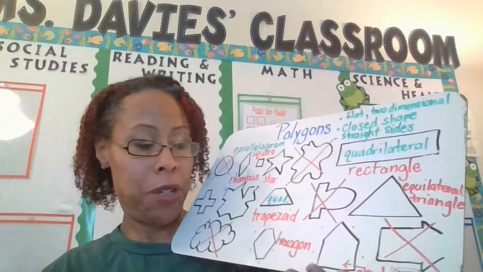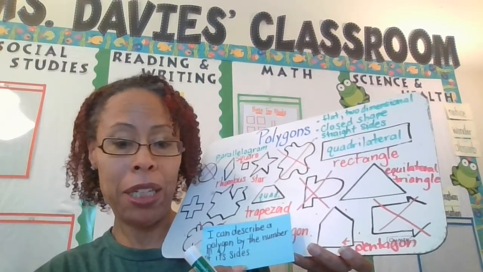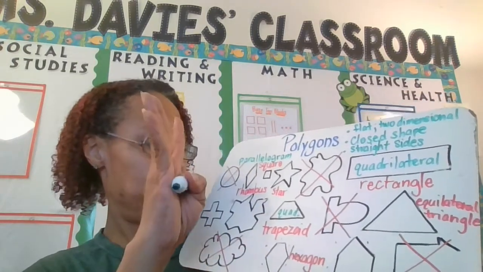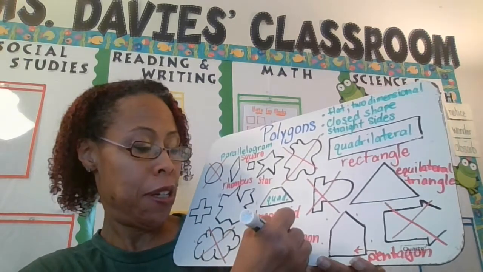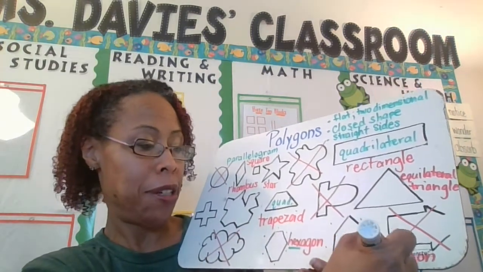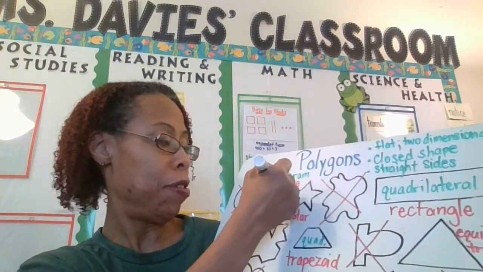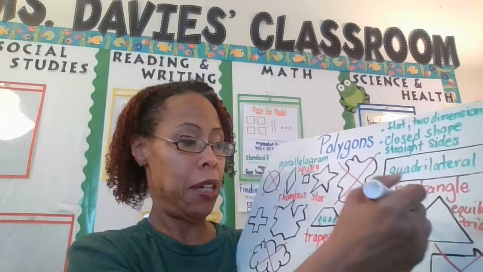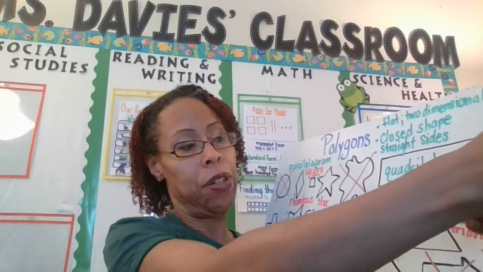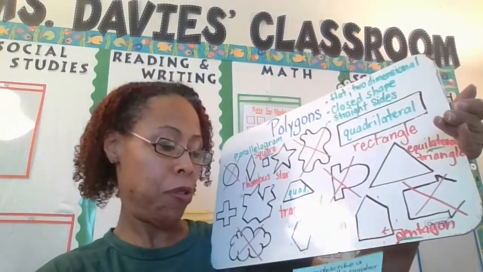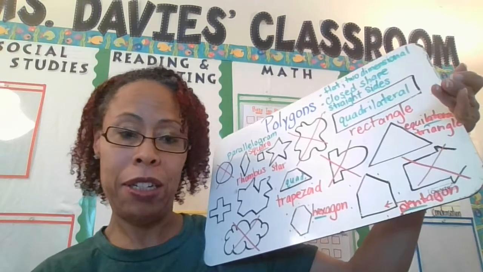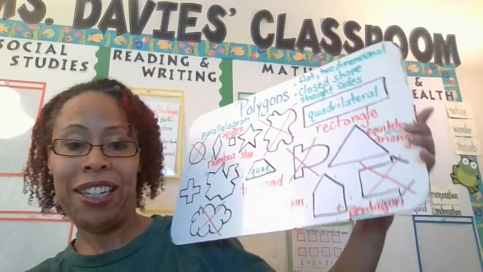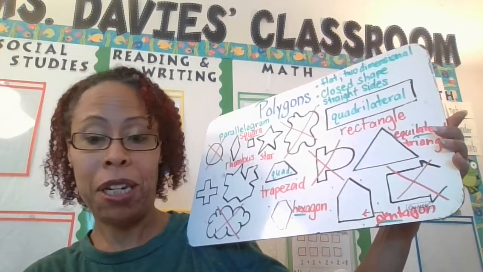All right, so let's look back at the objective. I can describe a polygon by the number of its sides. Okay, we define this as a quadrilateral because it has four sides, a hexagon because it has 6 sides, a pentagon because it has 5 sides, a square because all 4 sides are equal. Okay, and then equilateral, all sides are equal. All right, so we both described a polygon by the number of its sides and we defined polygon. All right, we look forward to seeing how you describe polygons by the number of their sides.